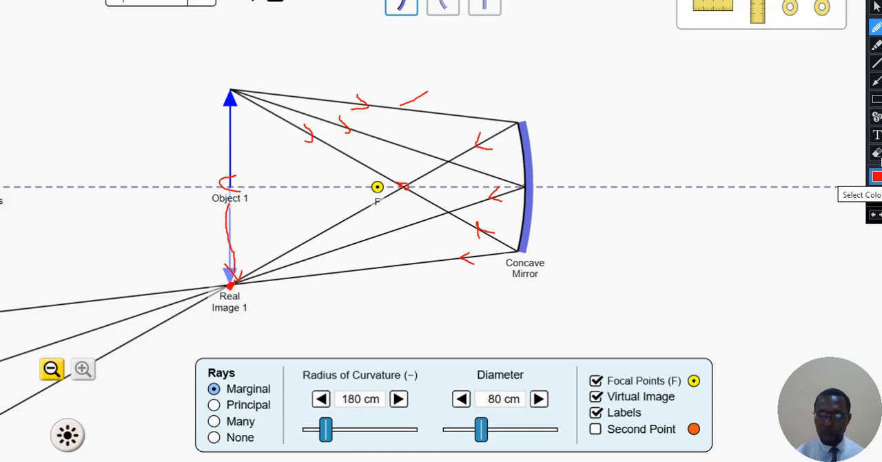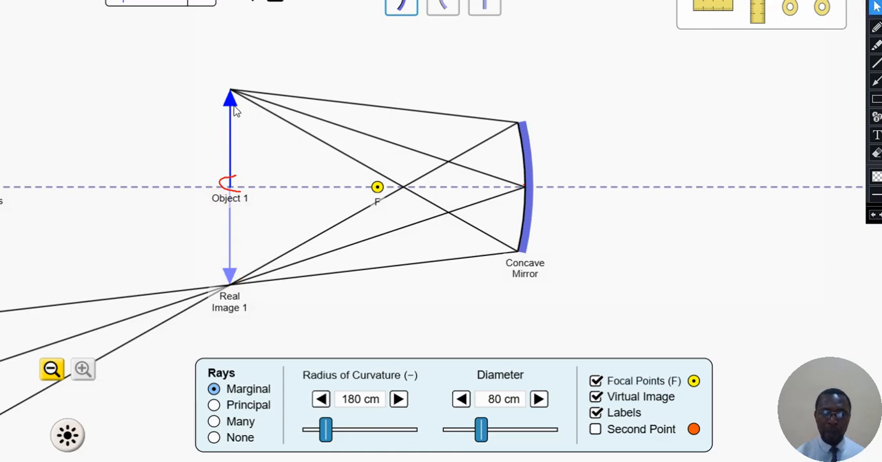Okay, so that being said, let's now experiment again. What if we move our object away from the center of curvature?